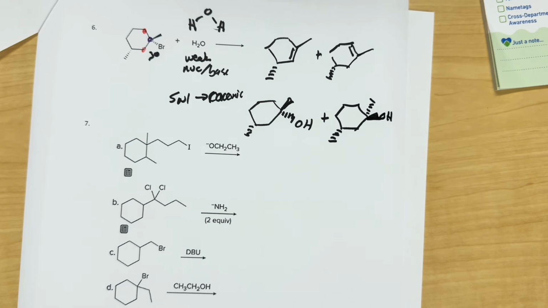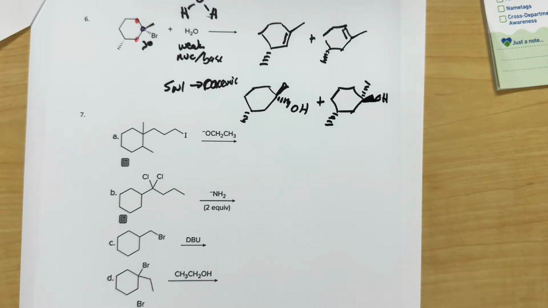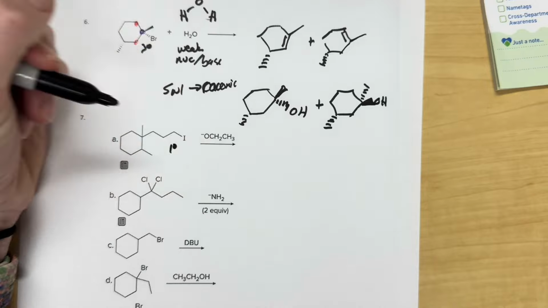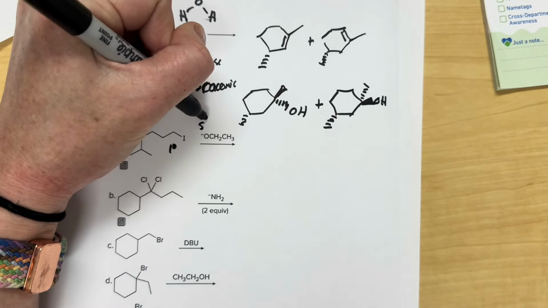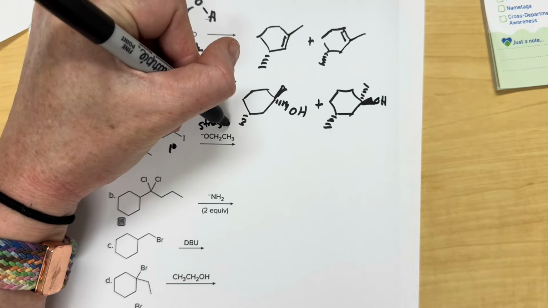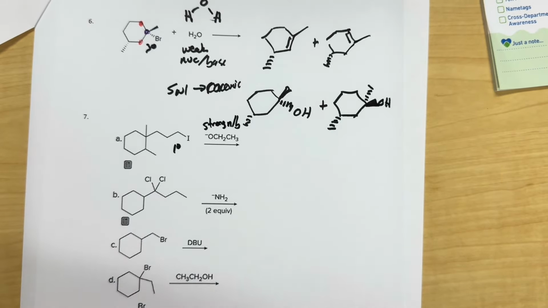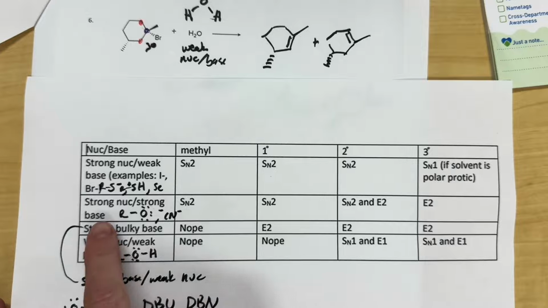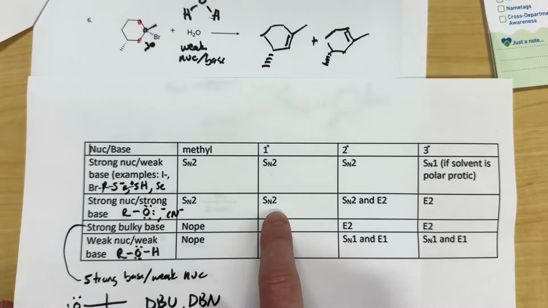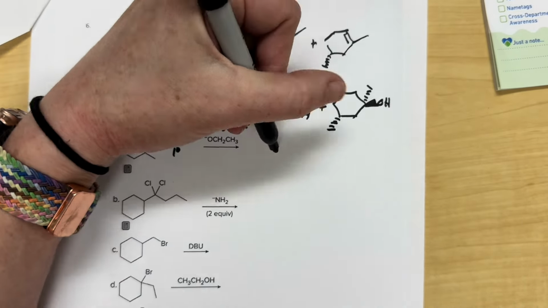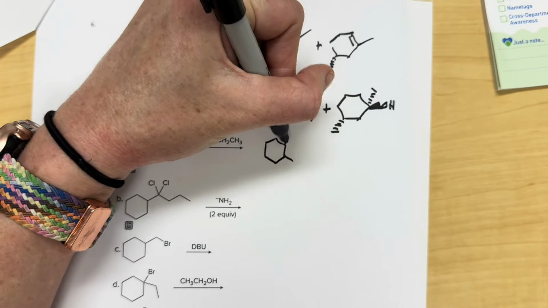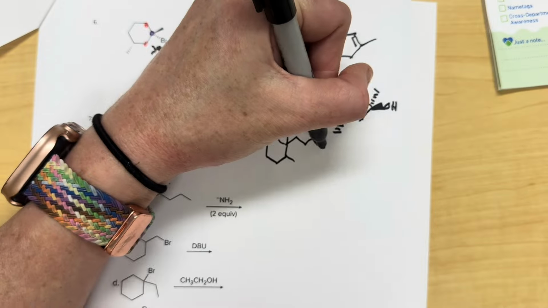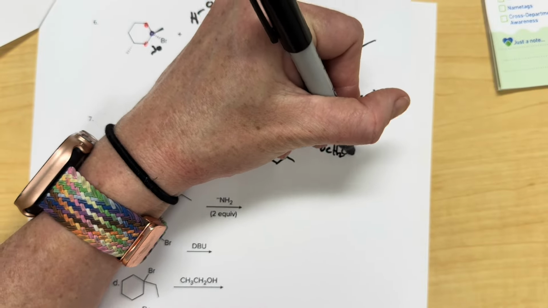Okay, and those are your products. Moving on through these, here I have a primary. So I'm automatically thinking probably SN2. And this is a strong nuke and base. So I go to primary, strong nuke, strong base, primary. It's going to be an SN2 reaction. So I know that it's going to go whoop, whoop, whoop, whoop, whoop, whoop, and then O, CH2, CH3.